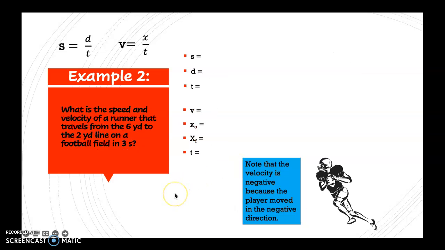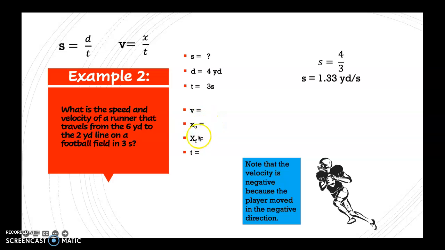Now let's take this one for example. What is the speed and velocity of a runner that travels from the 6-yard to the 2-yard line on a football field in 3 seconds? So our knowledge of football, or even just a number line, would tell us that if you go from 6 to 2, you will be going 4 yards over a time of 3 seconds. So the speed that that player did was 1.33 yards per second.